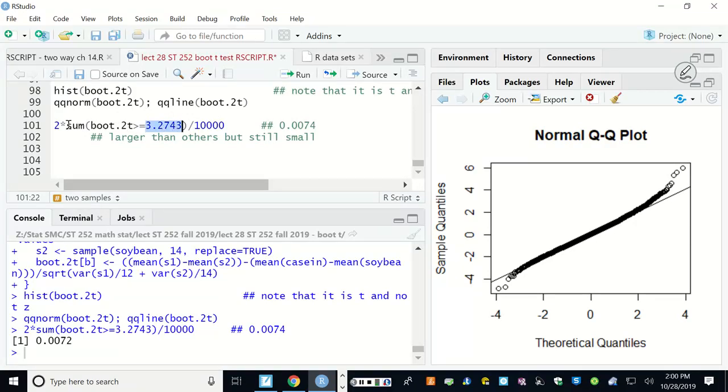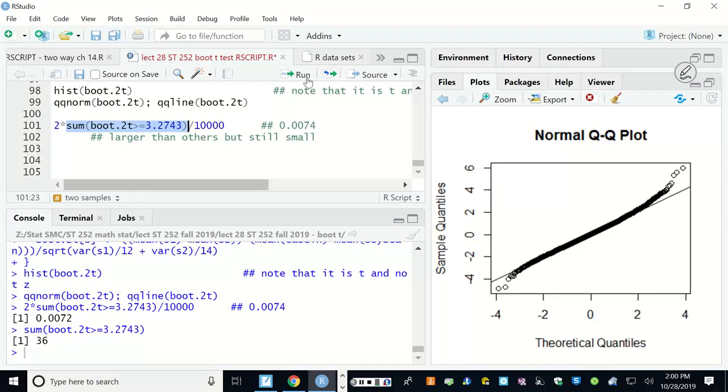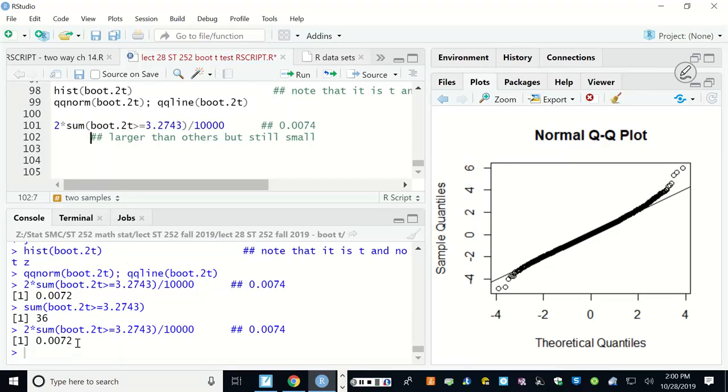But it's greater than that. So how many times does that actually happen? If you highlight that part, you can run that. So 36 times out of 10,000. Right, so twice that is 72 out of 10,000. So this one is 0.0072. When I did it originally, it was 0.0074, but that's pretty close, right?